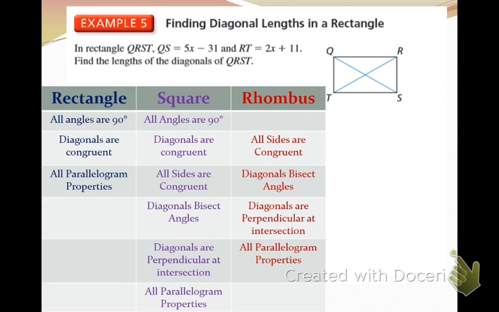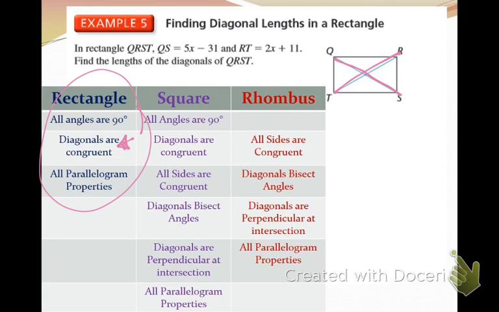In this picture, it's a little different. It says we're given a rectangle, QRST, and you're given QS and RT, and you are asked to find the lengths of the diagonals. So if you look at this, QS and RT, are they sides or diagonals? They're diagonals. What do you know about the diagonals of a rectangle? They're congruent. Looking at a rectangle, diagonals are congruent.